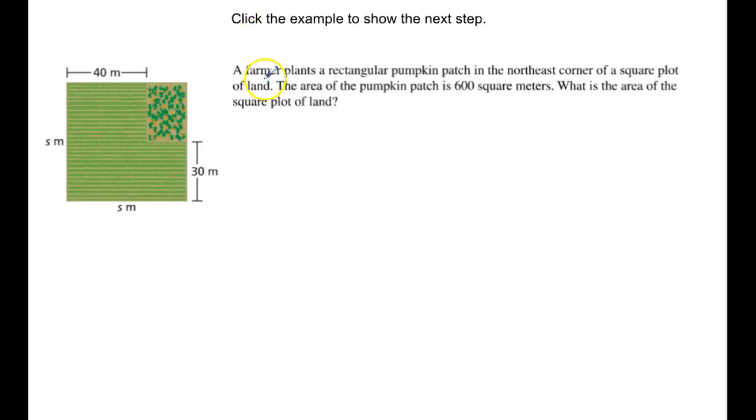So now here's our real life example. A farmer plants a rectangular pumpkin patch in the northeast corner of a square plot of land. The area of the pumpkin patch is 600 square meters. What is the area of the square plot of land?